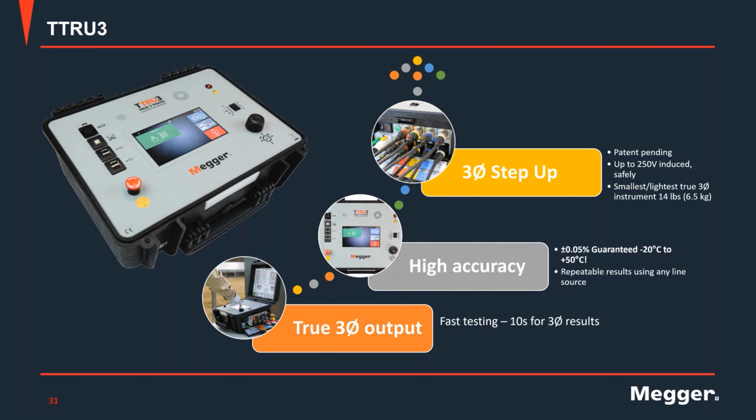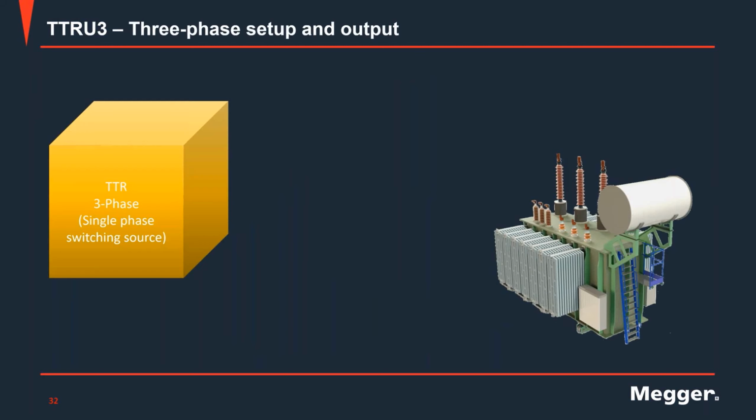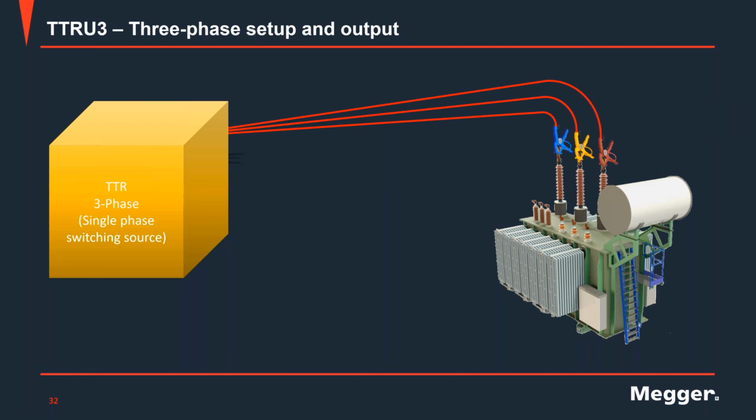Let's look in a little bit more detail about these features. The first one is the three-phase setup and output. When we look at the traditional TTR, a lot of times we call these units three-phase TTR, in the sense that, as I'm showing you right here, I have the capability of connecting to all the windings of the three phases of my three-phase transformer. And this is important mainly for safety. It will save a lot of trips up and down the ladder if I'm testing a large transformer. It will save me some time.